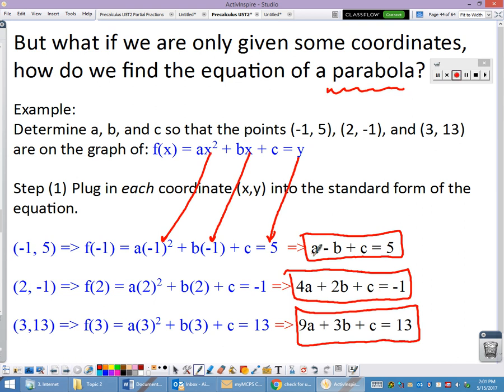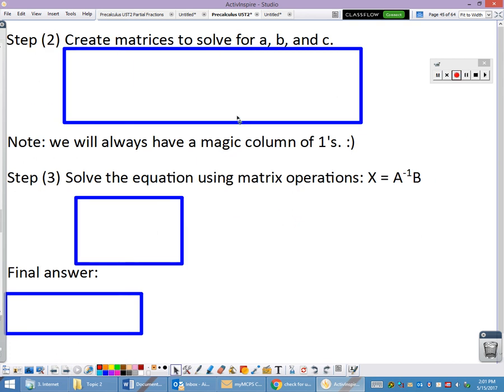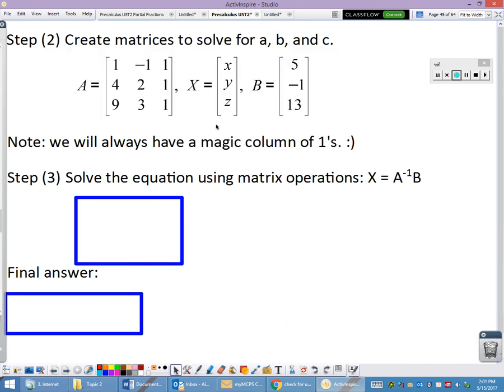Form your matrices using coefficients, so 1, -1, 1, 4, 2, 1, 9, 3, 1, and then your B matrix is going to be your results, 5, -1, and 13. So again, on this side, this is what it's going to look like. And again, notice those column of 1s. Again, those should look familiar. And we're actually solving for A, B, and C. Okay?